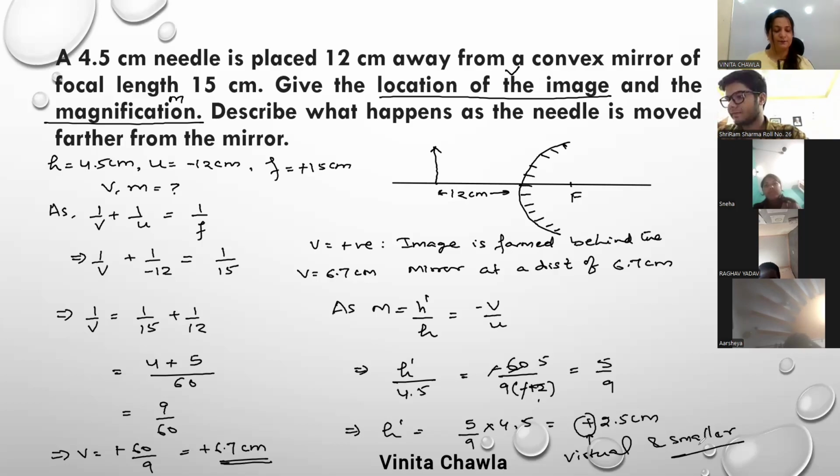Please write this. Now we have the second half of the question. In this, it is asked what happens as the needle is moved farther from the mirror. If you move the needle away from the mirror, then what happens? And the image will be formed at the focus, right? Because if we move it farther, the image will be formed at the focus. We are talking about the previous case. Yes, it forms at F, but up to F.